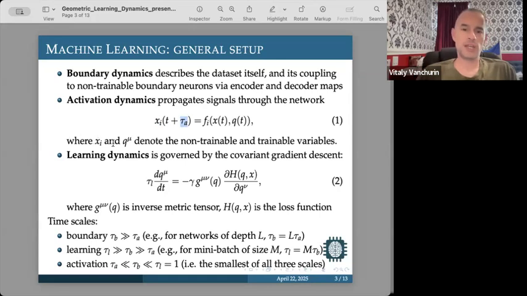And then we have this xi as non-trainable variables, and then we also have q mu's as trainable variables. Those can be like components of the weight matrix or something more general than that. And now we come to equation number two: how does the learning dynamic work? We'll take the approach here that it is described by covariant gradient descent, equation number two.